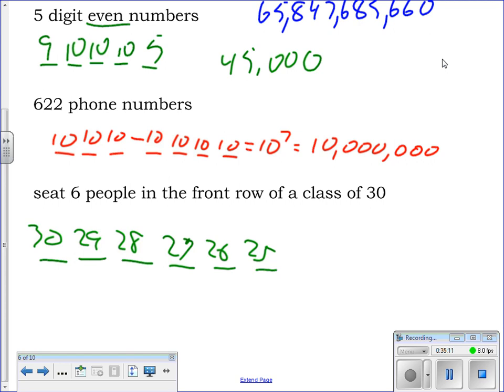So that first row, 30 kids in the class, first row, 427,518,000 possibilities for the front row alone. Cool. Oh my God, that's kind of gnarly. Yeah, it is, isn't it?